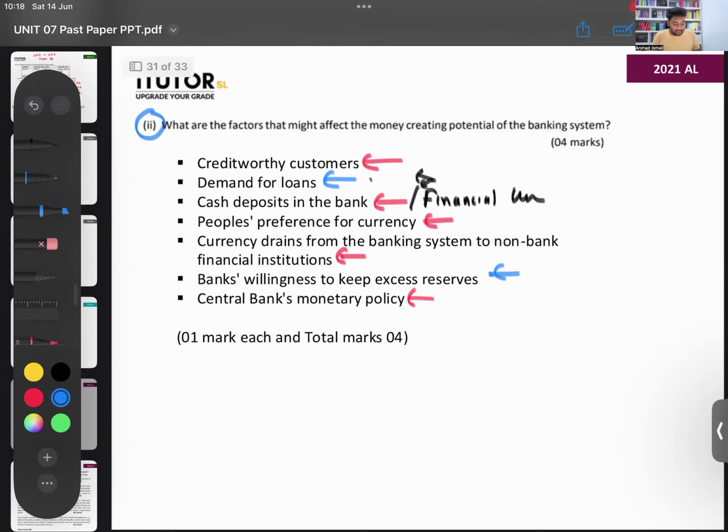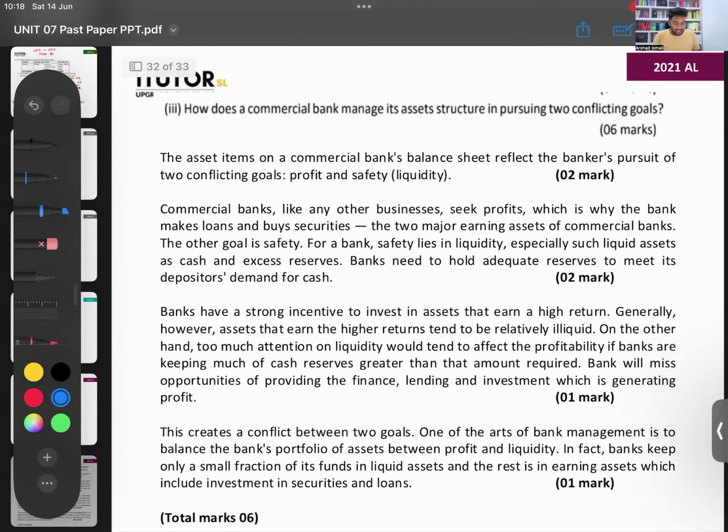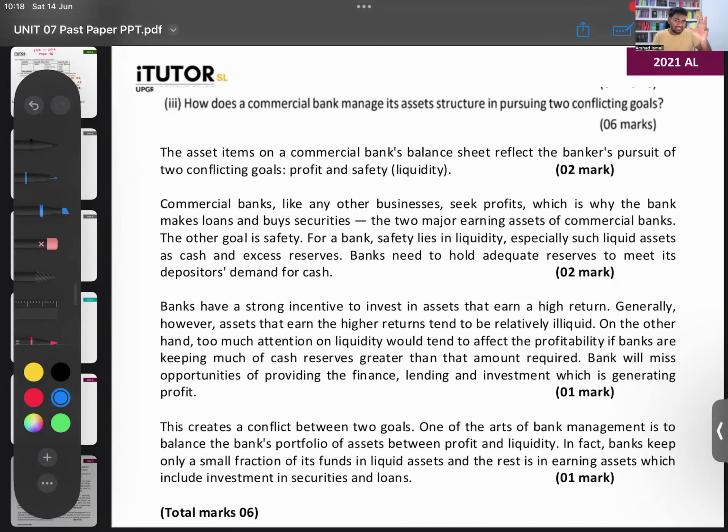Okay, then the next one. Now, 2021, this is not credit creation, but since this part comes from commercial banks itself, I will cover this as well so that we don't have to worry about it later. They're asking, how does a commercial bank manage its asset structure in pursuing 2 conflicting objectives? So you all know, commercial banks have 2 conflicting objectives. One is they want to increase profitability. The other one is they want to increase liquidity.